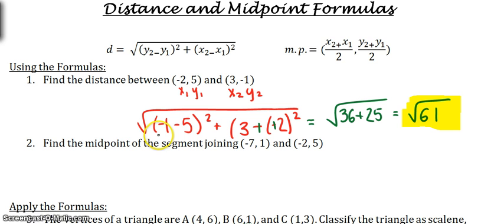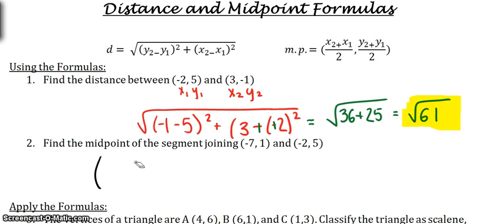Number 2, we want to find the midpoint of the segment joining -7, 1 and -2, 5. Okay, so we're finding midpoint, we're going to use this second formula here. Remember, if you're finding a midpoint, it's like finding a halfway point on that segment. That's why it's kind of like averaging your 2 points and dividing by 2. 1/2, halfway, makes sense. Okay, also your answer needs to be in a point form. So that's why you have these two kind of separate equations.